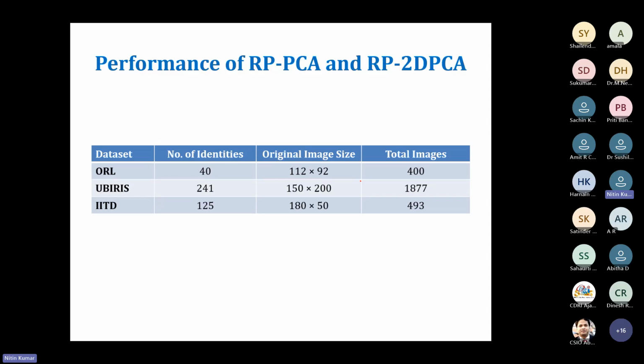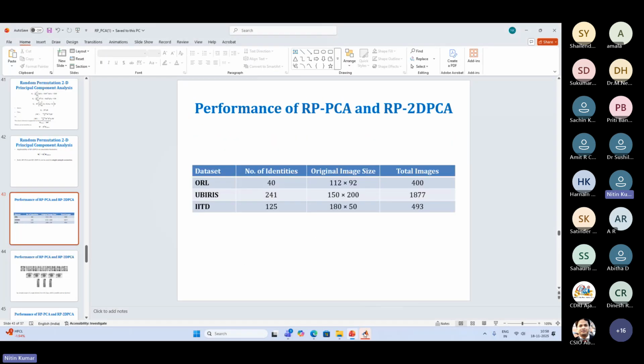Now I will show you some of the results, and I will also show you how we can convert this biometric image into the random permutation way. I will show you some of the results, and then some of the implementation part.